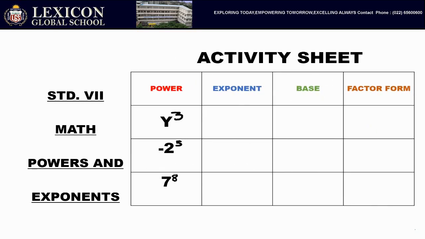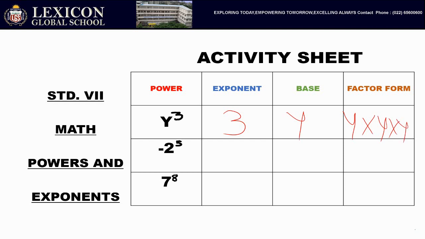It's activity time again. Let's see whether you have all understood. Here you have to pick out the exponent and the base, and write it in the multiplication form. The first one is y cube. What is the exponent here? It's 3, the base is y, and the multiplication form is y into y into y.